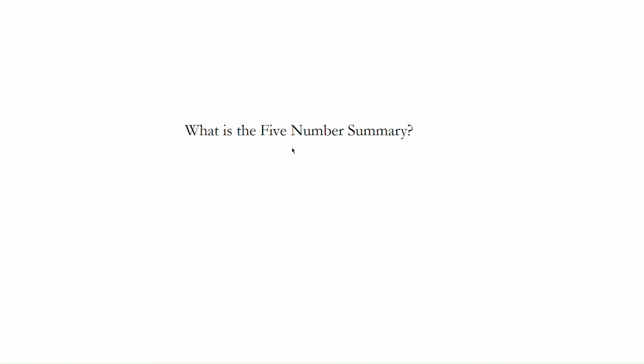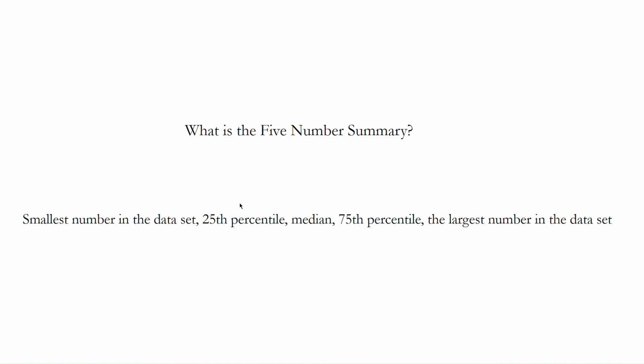So what is the 5-number summary? Now that we know what the percentile is, the 5-number summary is the smallest number in the data set, the 25th percentile, the median, the 75th percentile, and the largest number in the data set too. The 25th percentile is also known as the first quartile, and the 75th percentile is also known as the third quartile.